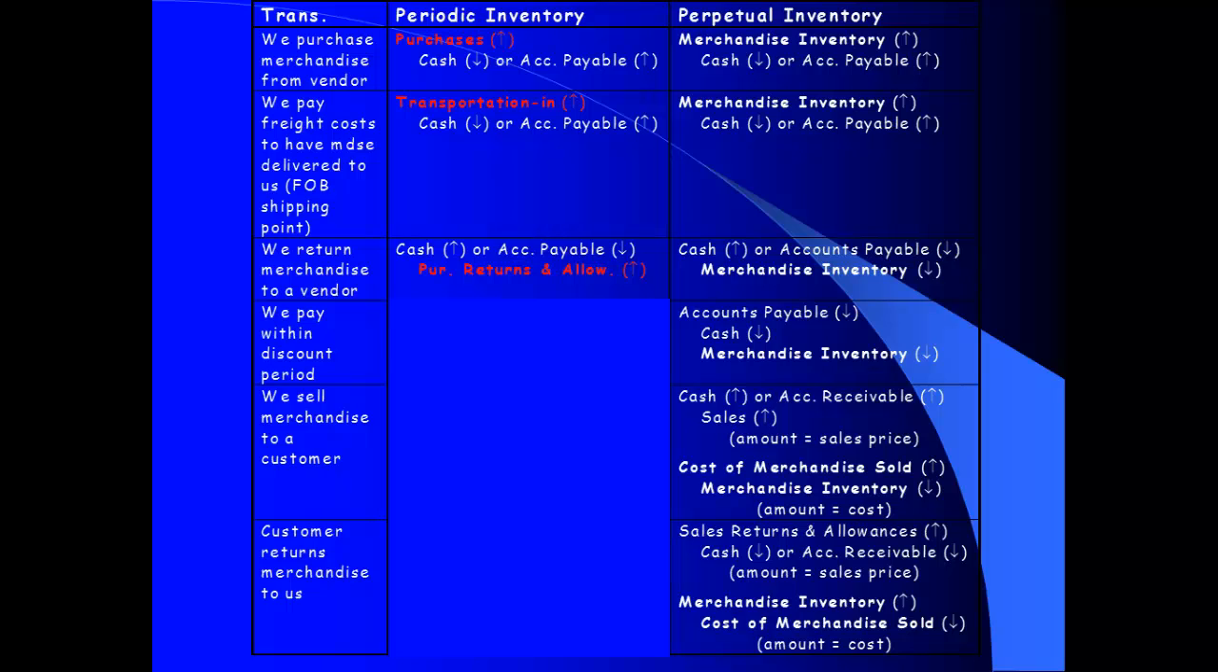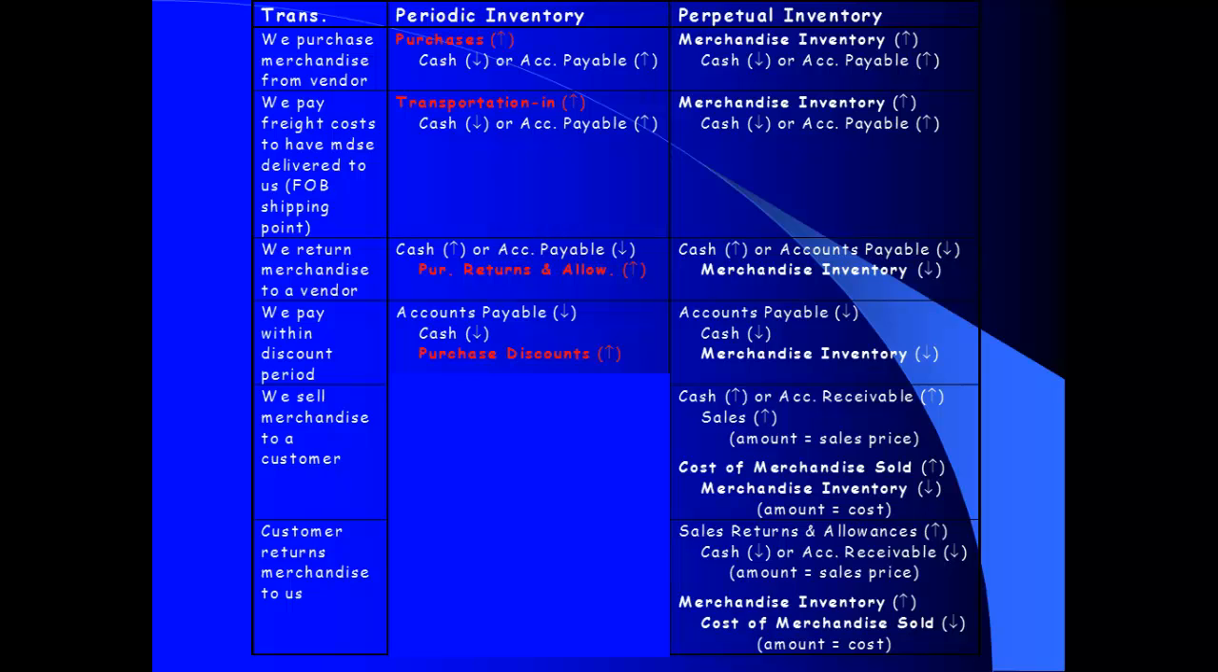We pay within the discount period. Notice with the perpetual inventory system, the discount that you take goes to merchandise inventory. With a periodic system, that discount goes to an account called purchase discounts. Notice right at this point, have we touched merchandise inventory at all? No, we will not at all during the period. Instead, we have a new account for purchases, one for purchase discounts, one for purchase returns and allowances, and one for transportation in. Now, the next two steps are where life gets easier though.